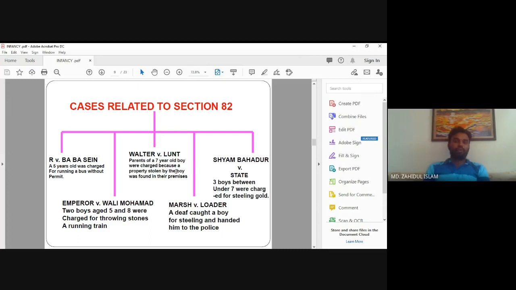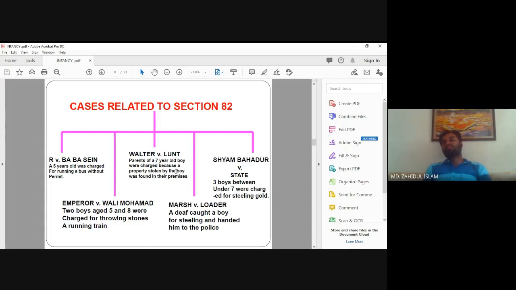And another case, Emperor versus Wali Muhammad. In this case, two boys, 5 years and 8 years old, were charged for throwing a stone at a running train. Walter versus Ult. In this case, parents of a 7 years old boy were charged because a property stolen by the boy was found in their premises. Mars versus Lauder. In this case, a dad caught a boy for stealing and handed him to the police. Ham Bahadur versus State. In this case, three boys under 7 were charged for stealing gold.